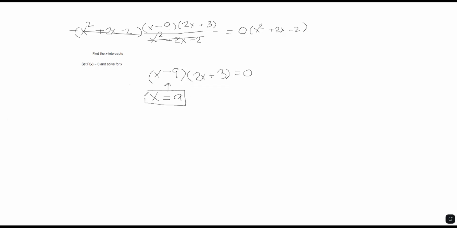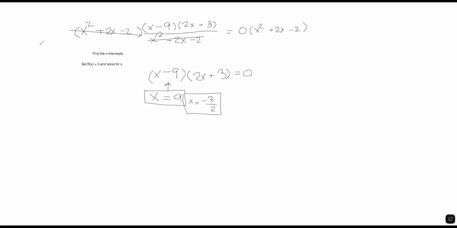Is that 3 over 2? Yeah, it would be negative 3/2. Yeah, negative 3 over 2. Exactly. So these are the two x values that'll make the whole function r of x equal to 0. So we solved for x and we got these as our solutions.